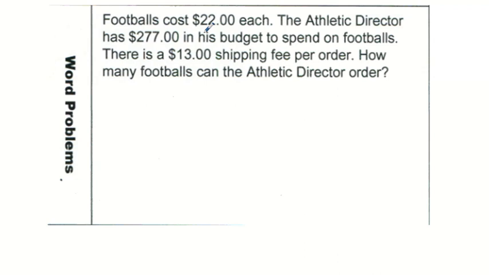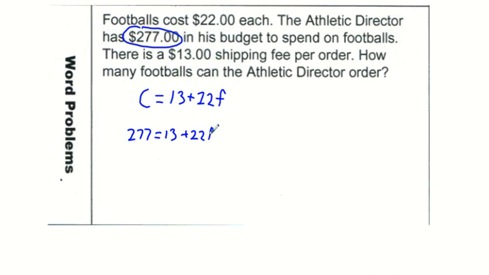Next, word problems. Footballs cost $22 each. The director has $277 in his budget to spend on footballs. There's a $13 shipping fee per order. So your total cost is equal to our fixed cost, which is the $13 shipping fee, plus 22F. I'm going to call it F for football. We know the total cost is $277, so we replace this C with 277. We have an equation we can work with, and when we solve for F, we have our number of footballs for our answer.